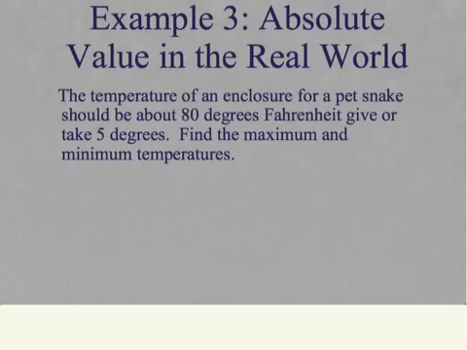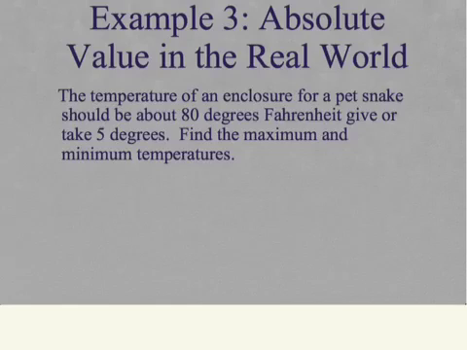So with this example 3, we have a real-world example where we're talking about absolute value. The temperature of an enclosure for a pet snake should be about 80 degrees Fahrenheit, give or take 5 degrees. We're going to find the maximum and minimum temperatures. I'm sure that you guys are really quick and you were able to go, oh, the answer is 85 plus 5 gives me 85, and minus 5 gives me 75, and you're correct. That's it. But we're going to consider the concept of absolute value as we do this problem.